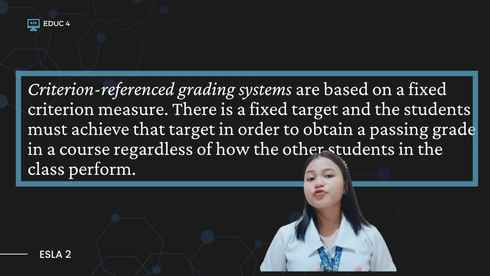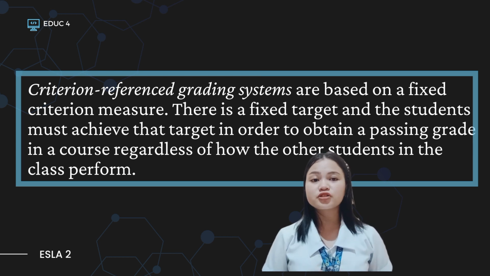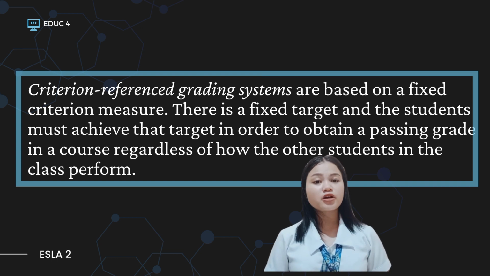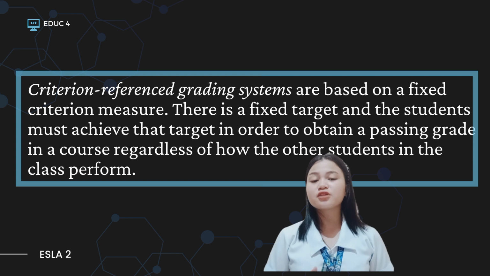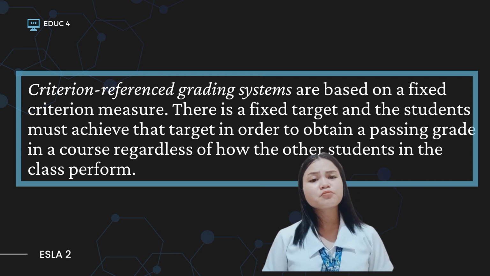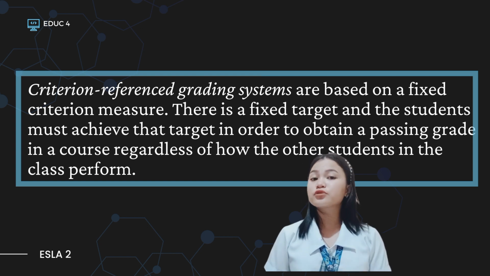Norm reference refers to how a student compares to other students, and criterion reference refers to how a student's score compares to a criterion, such as a predetermined standard or goal. It is based on measuring a student against a level of performance, not measuring one student against another student.